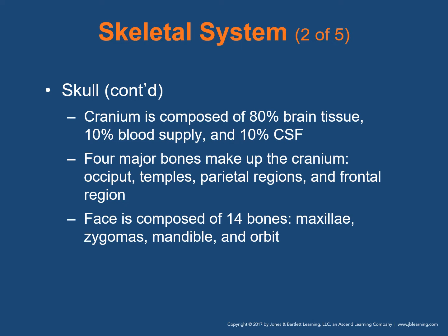There are four major bones that make up the cranium. You have the occiput, which is the most posterior portion. In other words, it's the back of the skull. The temples or temporal regions, which are the lateral portions on either side of the cranium, and the parietal regions, which are between the temporal regions and the occiput. The frontal region is the forehead.